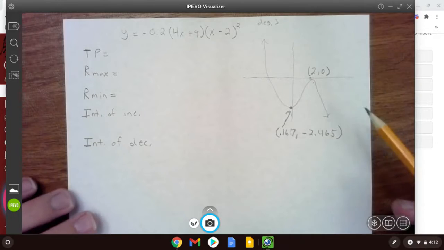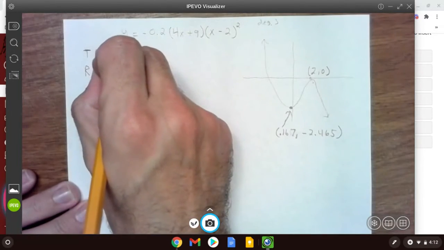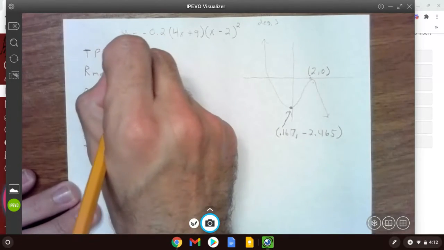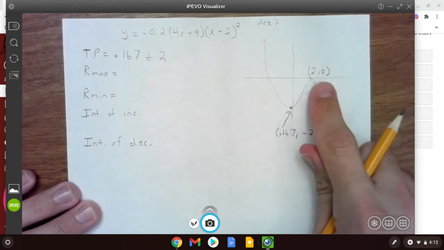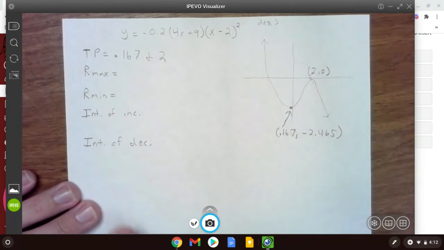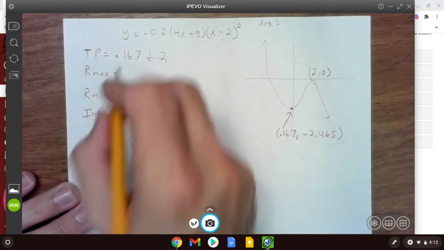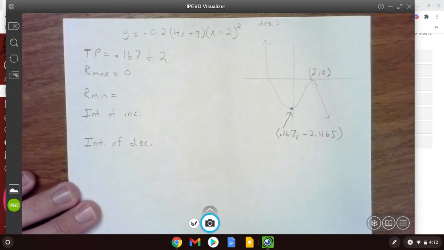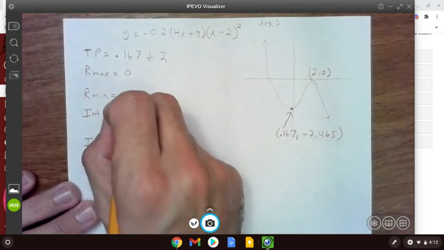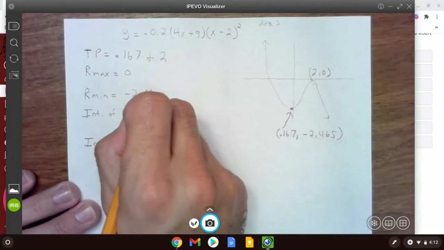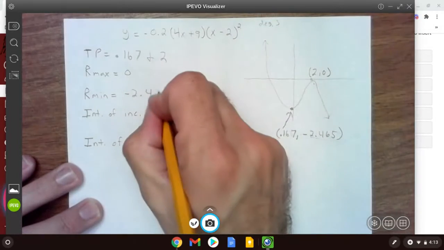All right, so from here, my turning points are those x values. So it's 0.167 and 2. So those are my x values. My maximum is going to be right there. It's the up to down. So it's at x equals 2, y equals 0. And the minimum is that y value. So negative 2.465.